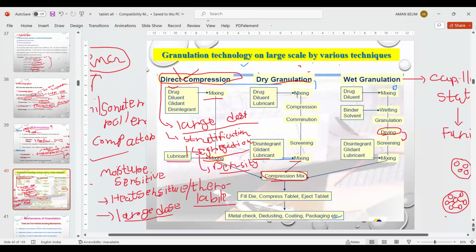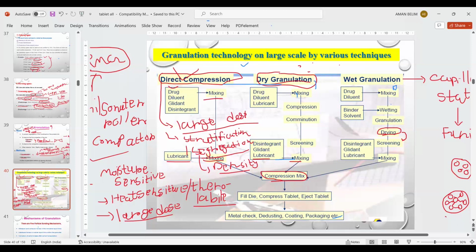Then the dry granulation method. As we discussed in the beginning, the instrument used in dry granulation is the Chilsonator roller compactor. And one process is involved in dry granulation. Can you give me the name of that process in which a large flat tablet is prepared? Yes, very good. Slugging, yes. It's slugging.